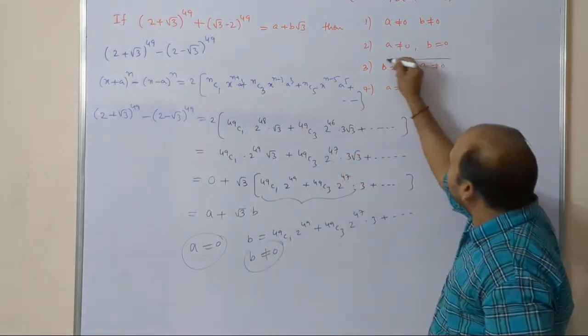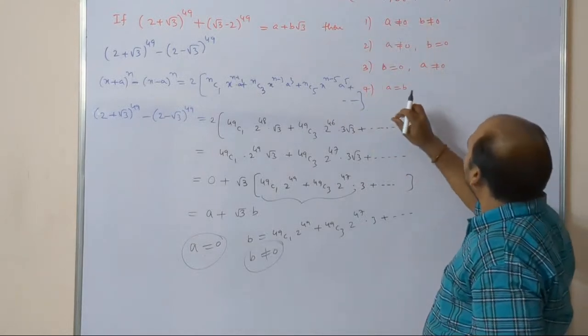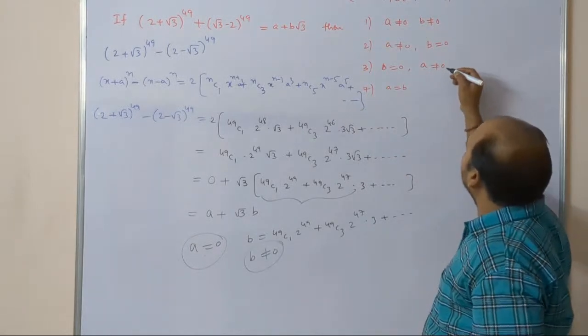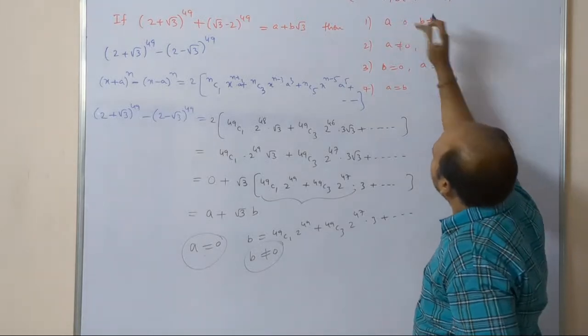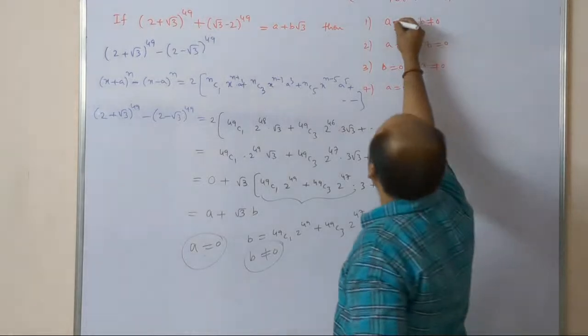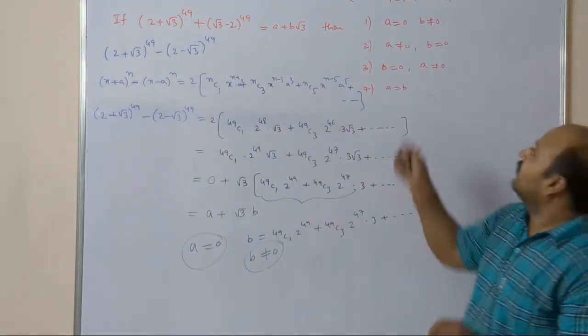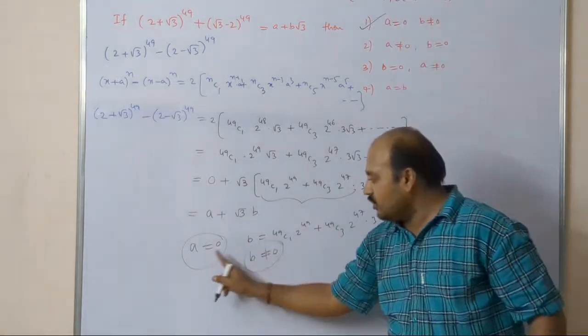It is there: a is equal to 0, b is not equal to 0. So the option with a is equal to 0, b is not equal to 0 is the first option, yes students. A is equal to 0, b is not equal to 0.